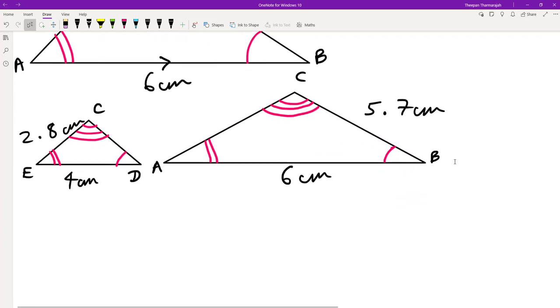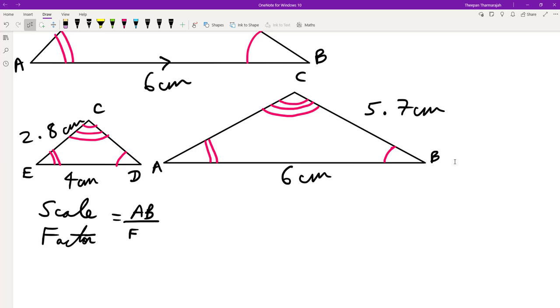So first of all, we need to work out the scale factor. So the scale factor is the larger length over what's known, so that's AB over ED. So AB is 6 and ED is 4, so we get 1.5. So the bigger triangle is 1.5 times the side of the smaller triangle.